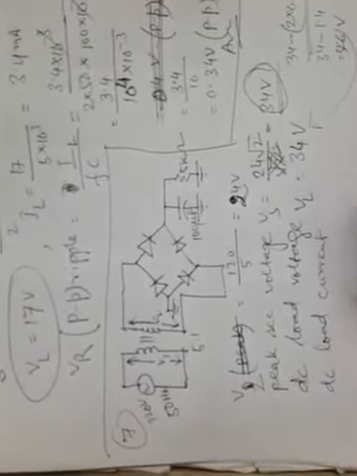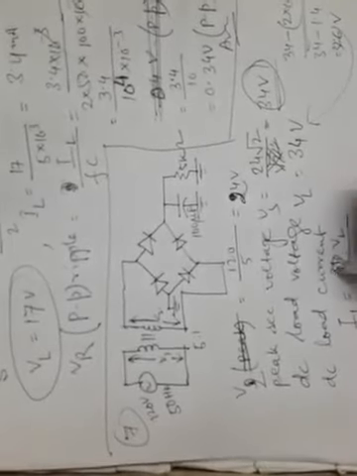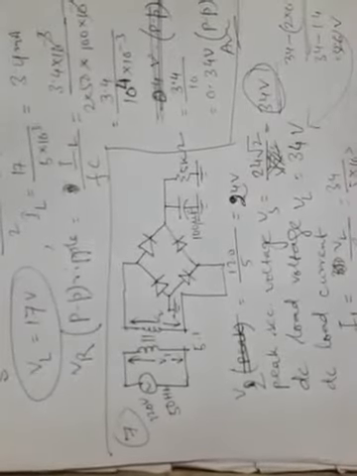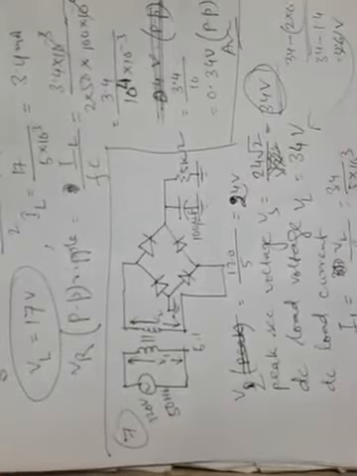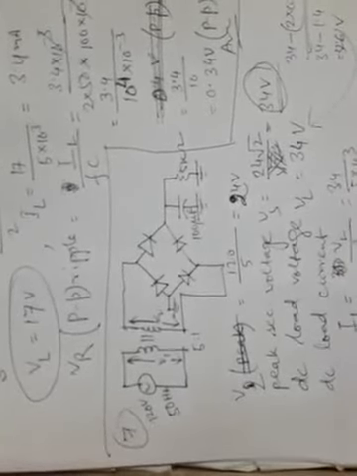So the DC load current in this case will be IL, which is VL divided by RL. So 34 divided by what is RL? 5 into 10 cube, and this will be 6.8 milliampere, likewise the previous occasions.